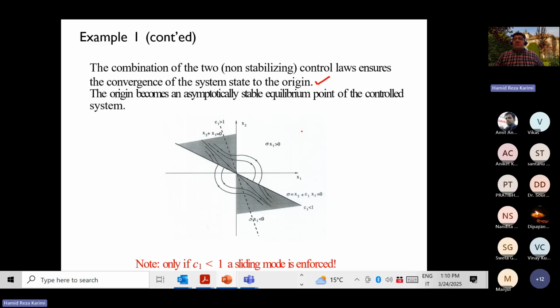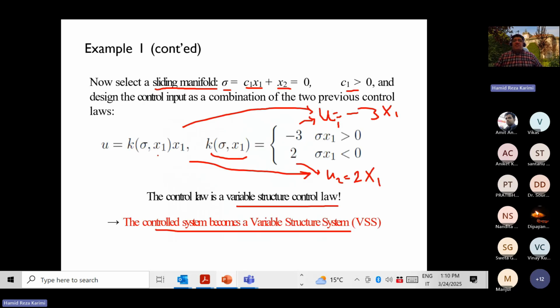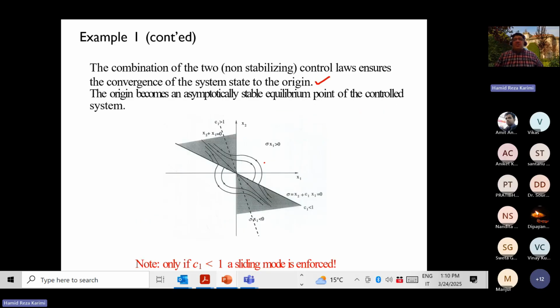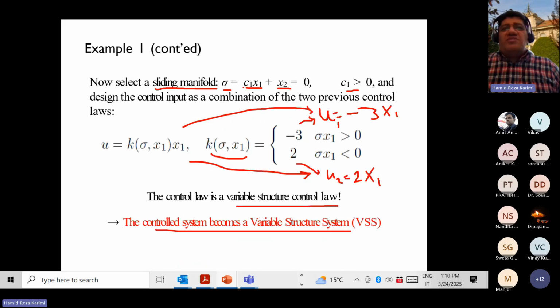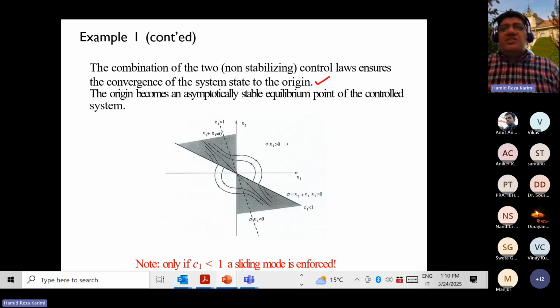So as long as you are using this control signal as we discussed here, u equals Kx1, based on this control signal, if sigma x1 is positive or sigma x1 is negative, then you can see that the states can converge, basically, to the sliding surface, because here you should choose sigma like this. Okay, sigma is this formulation.